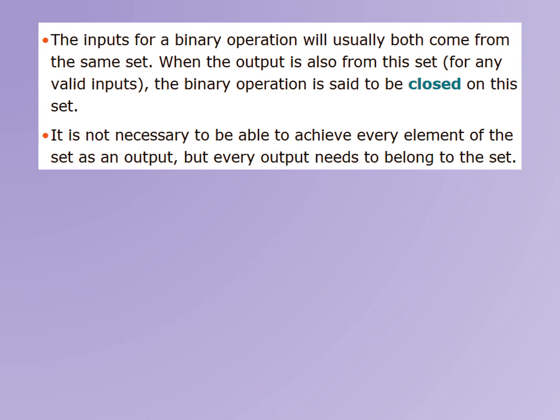Another definition: the inputs for a binary operation usually come from the same set, and we say that this set is closed if the outputs also fall within this set. So for any two inputs, when the binary operation is performed, if the answer is also in that same set, we call it a closed set under that binary operation. It's not necessary to be able to achieve every single element as the output, but any output that can be achieved needs to belong to the original set in order for the operation to be closed.